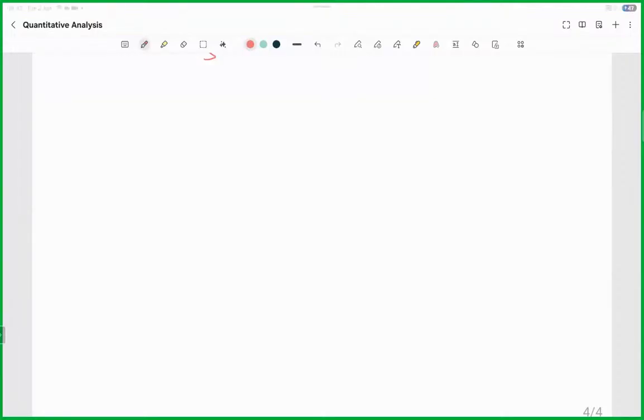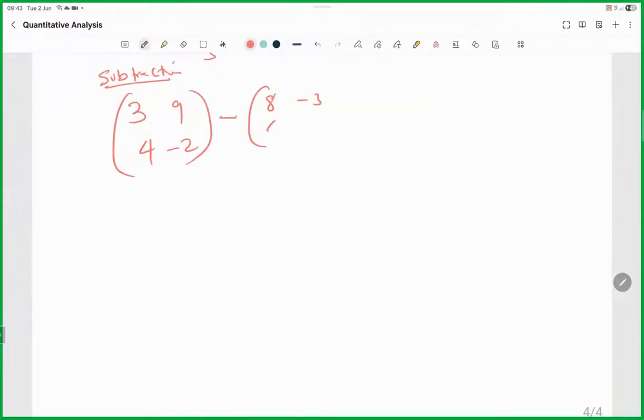So for example here, we're given 3, 9, 4, -2. We are told to subtract 8, -3, 4, -2, like that. First of all, these are 2 by 2 matrices. These are 2 by 2 matrices as well. So it means that the two are compatible for purpose of what here? Subtraction. For purpose of subtraction. So please go ahead and subtract for us.